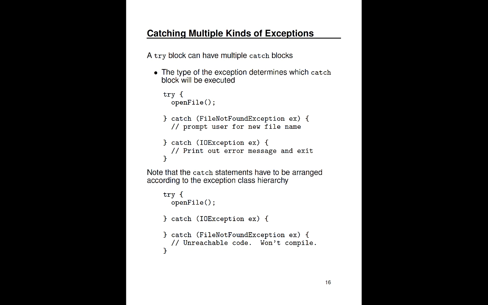Therefore, the second catch block is unreachable code. You'll never be able to execute that code. This is probably not what you had in mind, and so the compiler refuses to compile this, saying, hey, listen, you've got some unreachable code here. Either delete it because you really don't need it after all, or change the order of your catch blocks.